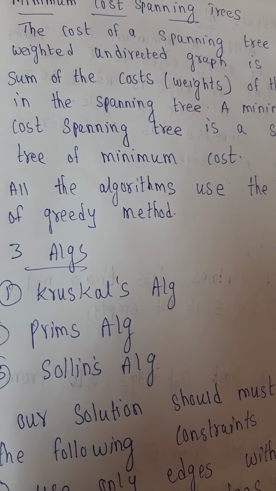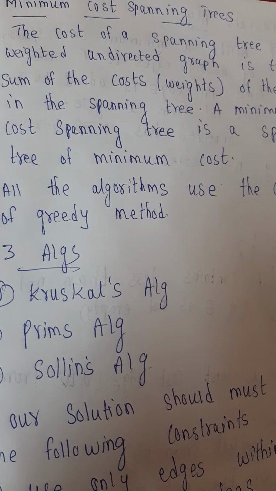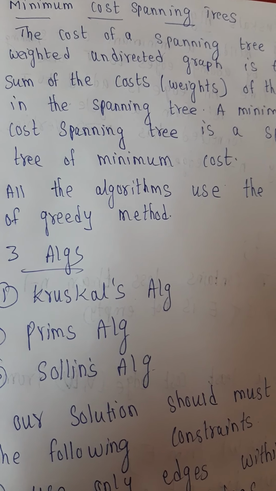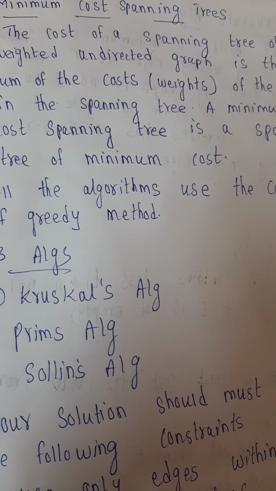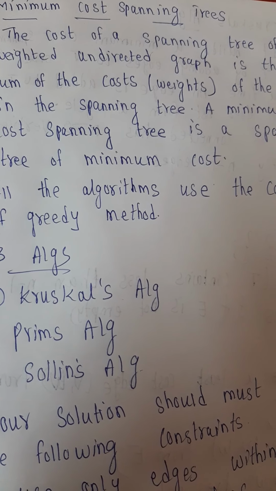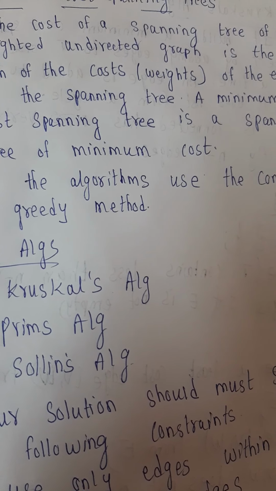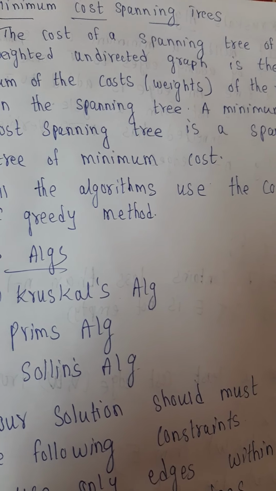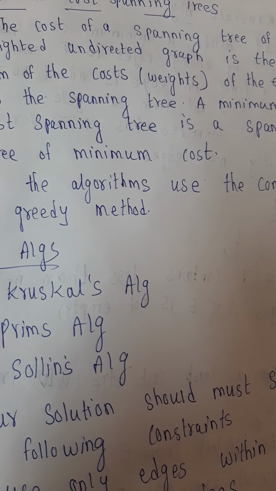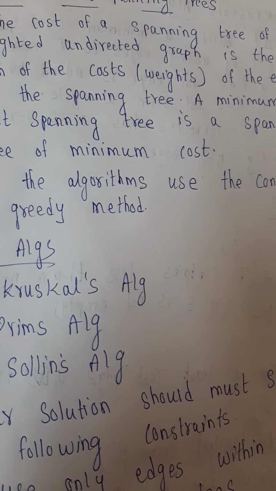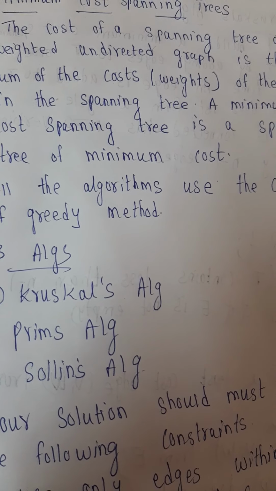Now coming to the minimum cost spanning tree. So what is this minimum cost? Here a weighted graph will be given to us. A weighted graph is nothing but a graph where weights are assigned to each and every edge. So from the weighted graph we have to find the minimum cost spanning tree. Minimum cost means, if you add all the weights of the tree, it should be of minimum cost. That we call a minimum cost spanning tree.